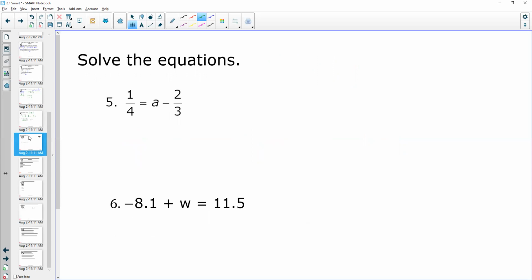This one is tricky because look at the fractions. Remember that when we have two fractions whose denominators are not the same and we're going to add or subtract them, we need a common denominator. So for me, I'm going to use 12s. So 4 times 3 equals 12, 1 times 3. 1/4 is the same as 3/12. 3 times 4 is 12, 4 times 2 is 8. That's the same as 8/12.